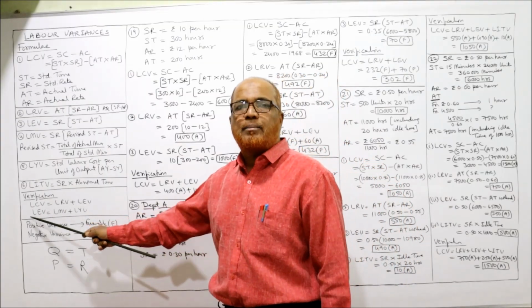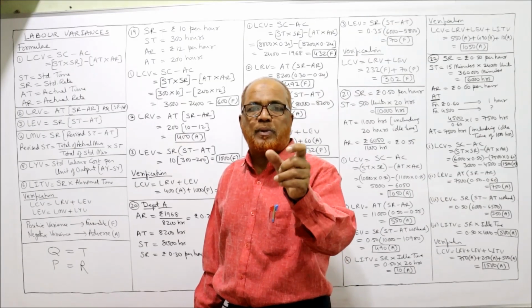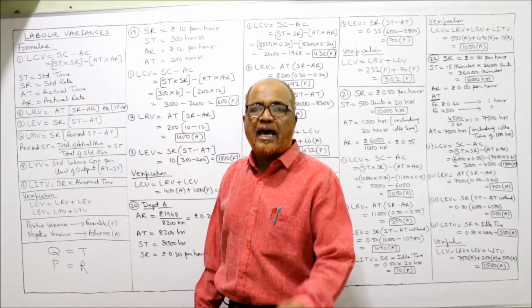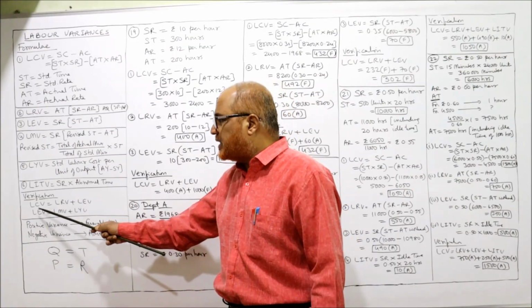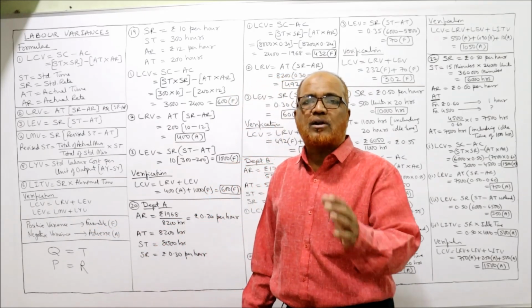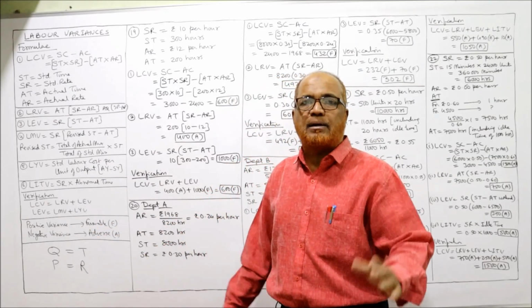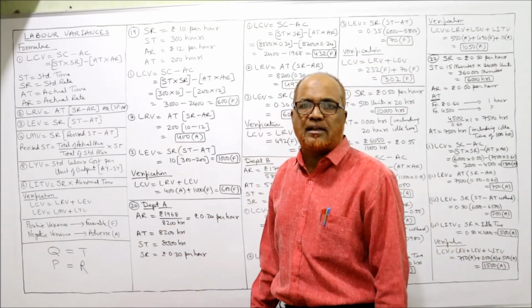The verification: labor cost variance is equal to labor rate variance plus labor efficiency variance. LRV plus LEV is equal to LCV. Similarly, labor efficiency variance is equal to labor mix variance plus labor yield variance. Exactly similar to the verification in materials.